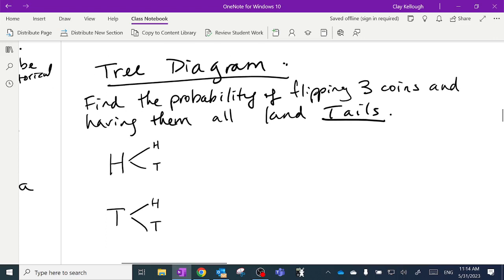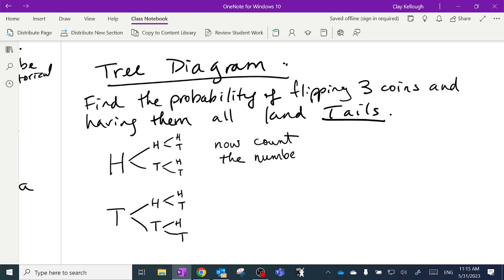And finally, I'm going to flip the third coin. After heads and heads, I could get heads again, or I could get tails. After heads and tails, I could get heads again, or tails. After tails and heads, I could get heads or tails. After tails and tails, I could get heads or tails. Now I count the number of final branches, because in my head this is like a tree, branching sideways. So there is 1, 2, 3, 4, 5, 6, 7, 8.